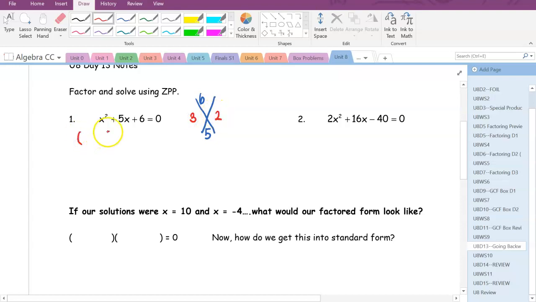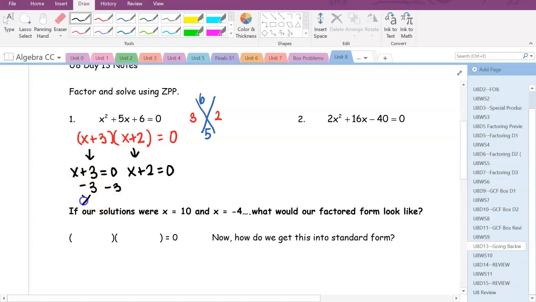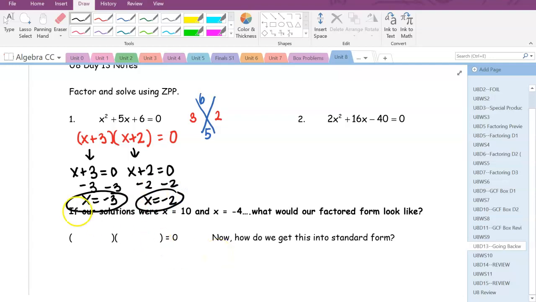So make sure you actually write your factored form here, okay? We can't go straight to our solutions. We want to see the x plus 3, x plus 2, and then your teacher may be picky or not picky about how you show your solutions, but because we are solving, we are setting each piece equal to 0, and we will subtract 3 on both sides, and subtract 2 on both sides. And again, depending on who your teacher is, they may be pickier about how much of this work you show, so it's just really going to depend on your teacher.